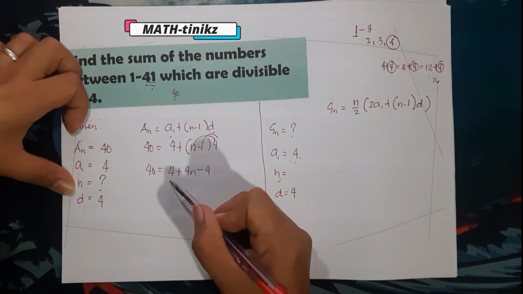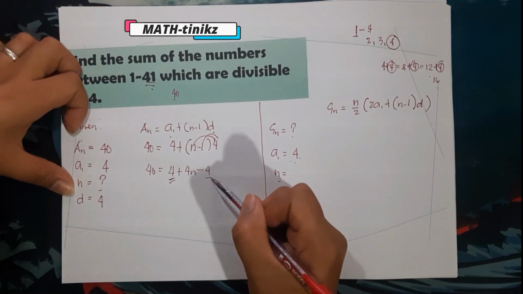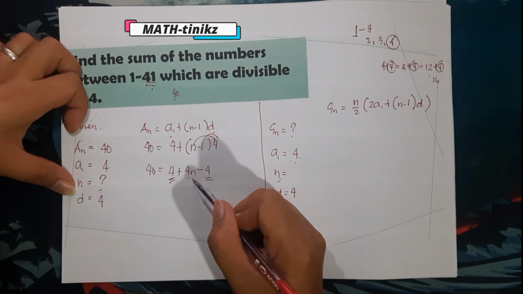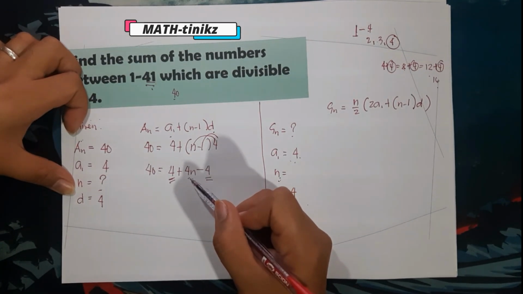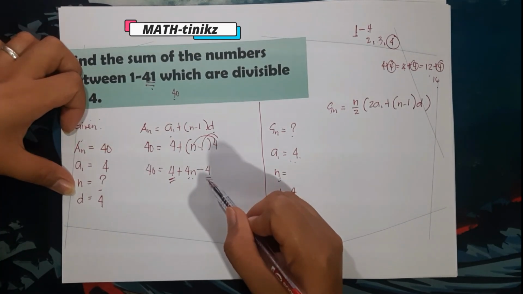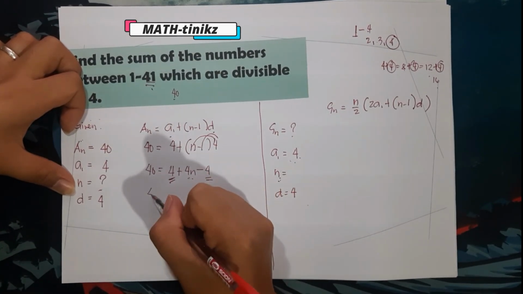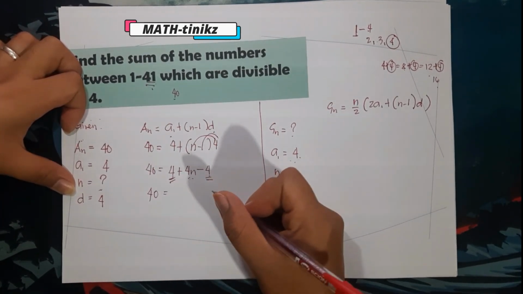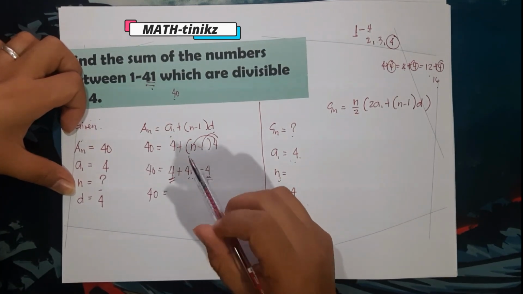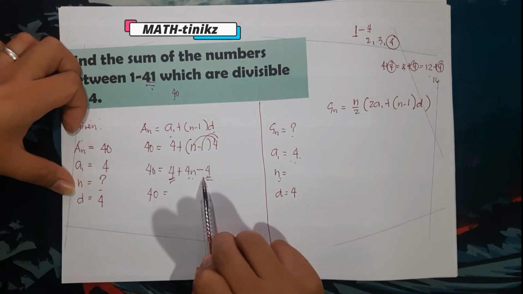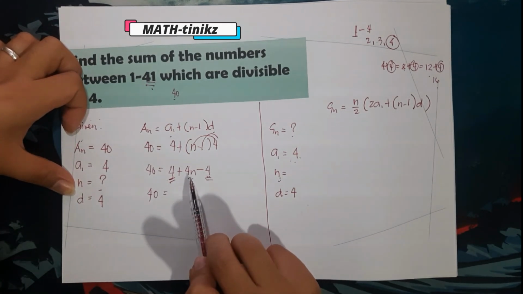The common terms here are 4 and negative 4, not the 4n, because 4n has the variable, while positive 4 and negative 4 have no variable. So they are the common terms. Now, copy 40, and 4 minus 4 is equal to 0. Why do we subtract? Because they are not the same sign. This is positive 4 and this is negative 4. Not the same sign, we're going to subtract. And that is equal to 0.